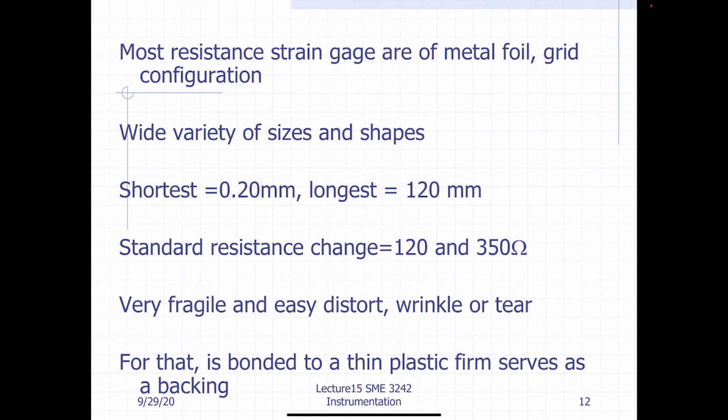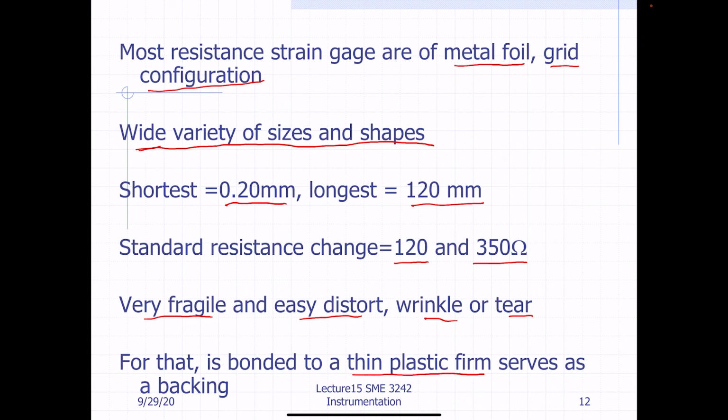Common resistance strain gauges are made from metal foil with grid configuration. Metal strain gauges come in a wide variety of sizes and shapes. This is the shortest and longest length of strain gauge. The standard resistance is around 120 ohm or 350 ohm. Because the strain gauge is made from foil, it is very fragile and easy to distort, wrinkle and tear. That's why we use a thin plastic film to serve as a backing.